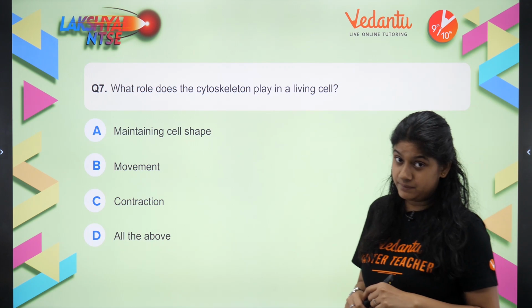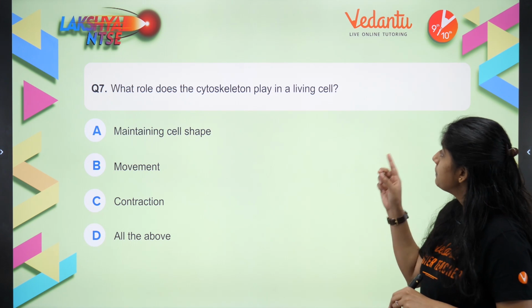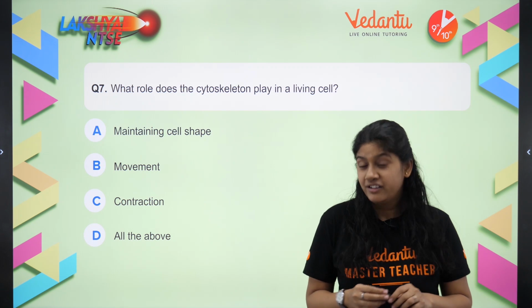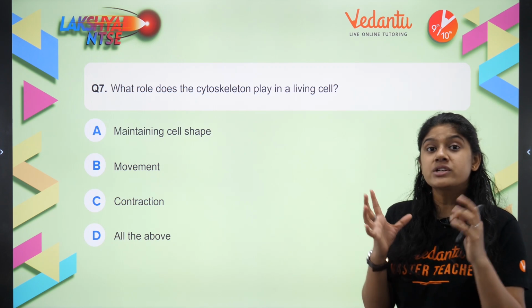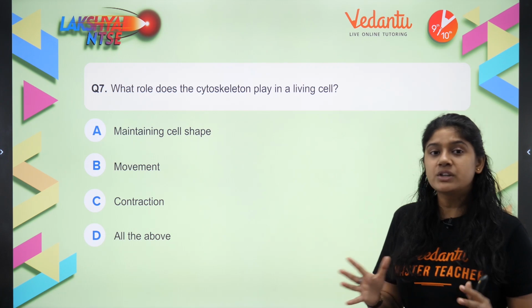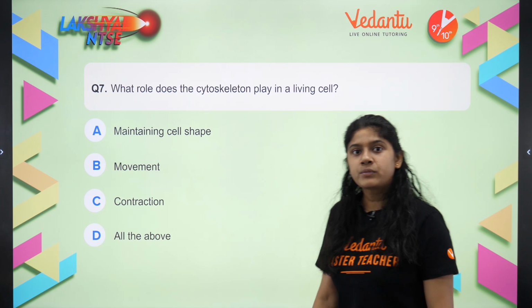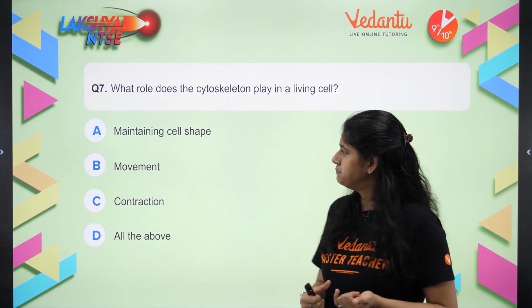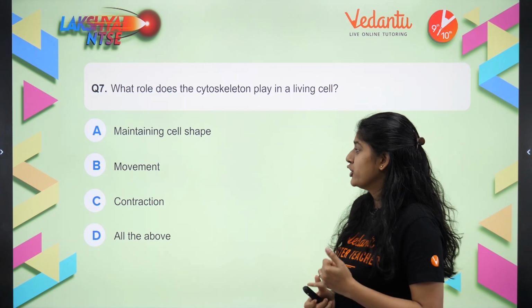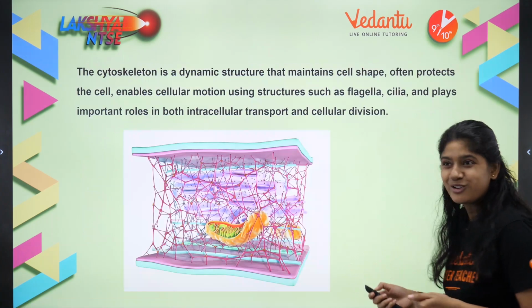Question number 7. What role does the cytoskeleton play in living cells? Interesting question, right, everyone? Cytoskeleton is nothing but the outer structure of the cell, a framework of the cell which gives it the proper shape. So what is the right option? Is it maintaining cell shape, movement, contraction, or all of the above? You know that answer already.